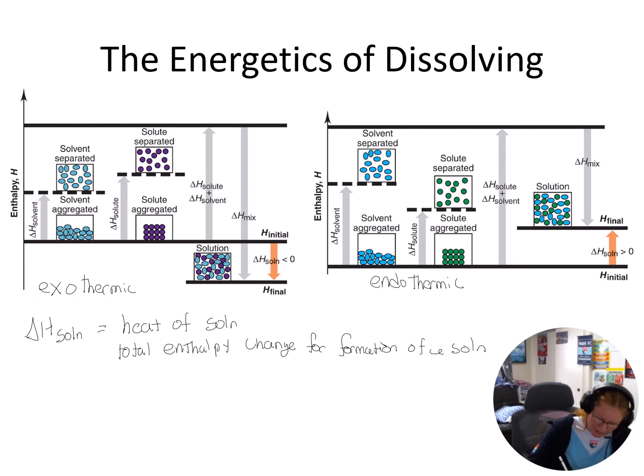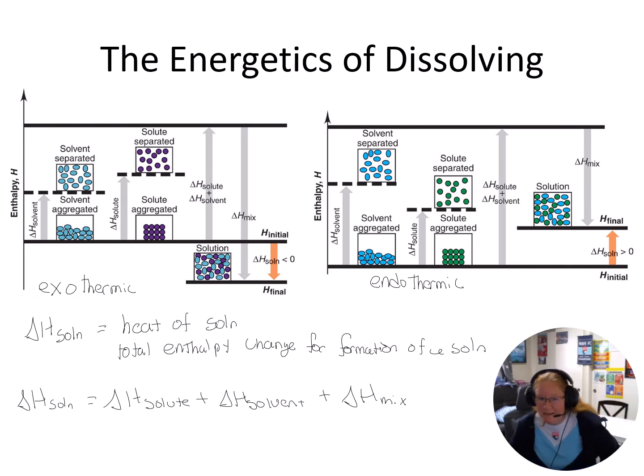Okay, and so delta H of solution is a combination of the delta H of the solute, the delta H of the solvent, and the delta H of mixing. So all three of those things give us our overall heat of solution. Now, what is this an example of? What does this look like? Hess's law. And why can we do this? Because enthalpy is a what type of function? It's a state function. So enthalpy is a state function, which is why this works.